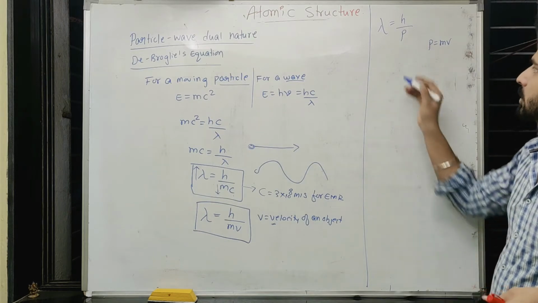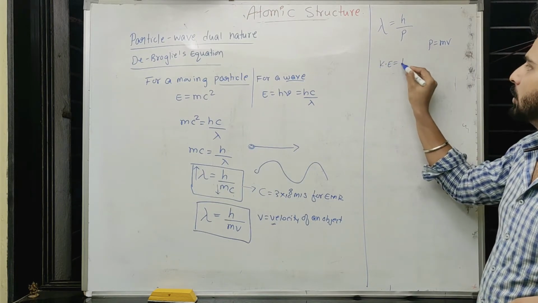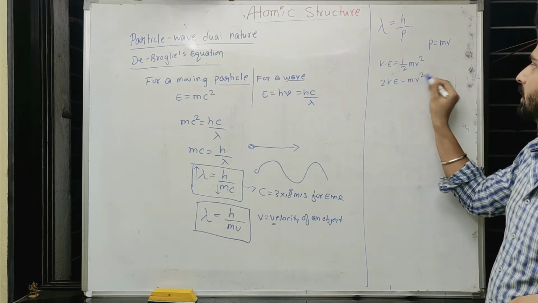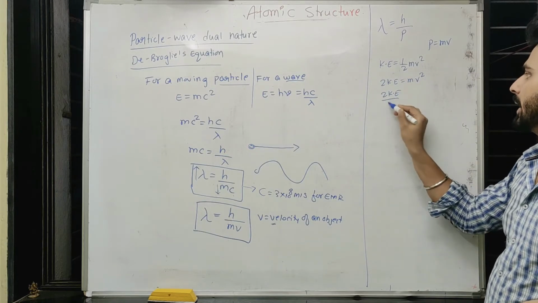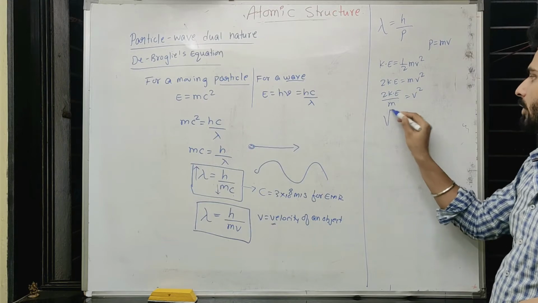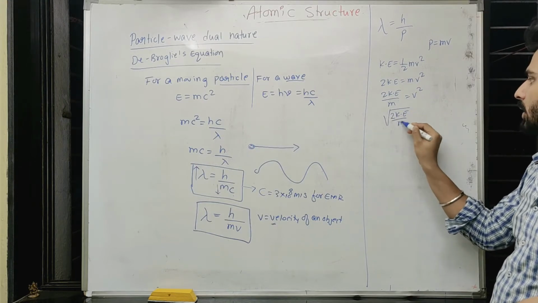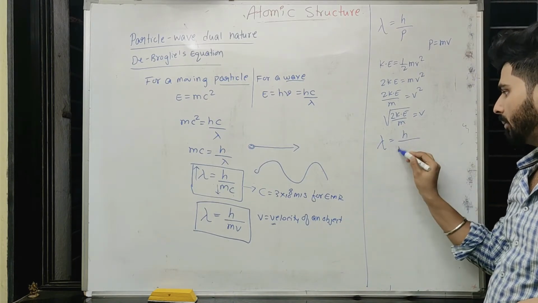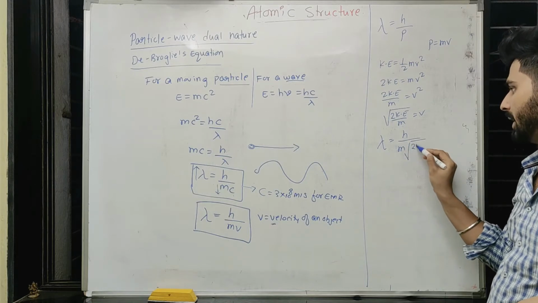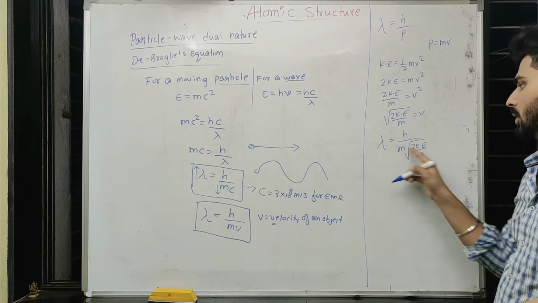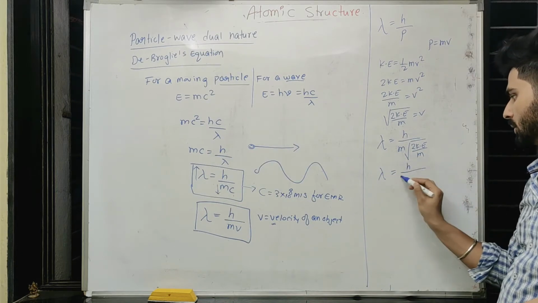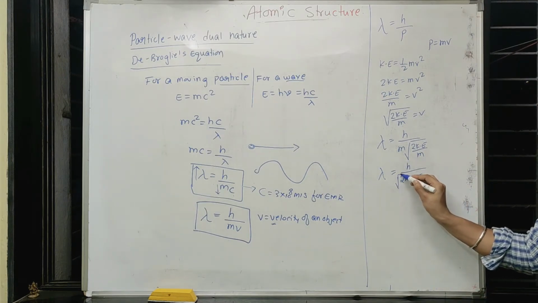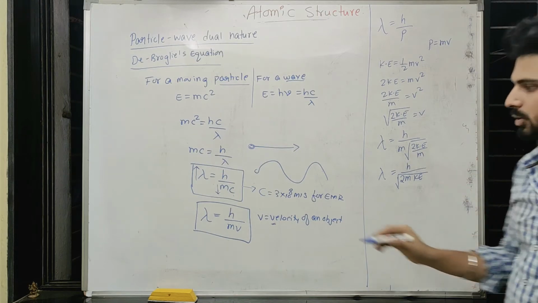Similarly, I can also say that kinetic energy is equal to half mv square. So 2 kinetic energy is equal to mv square. 2 kinetic energy divided by m equal to v square. Square root of 2 kinetic energy divided by m equal to v. If I substitute that, then lambda equal to h upon m into square root of 2 kinetic energy divided by m. So this will be lambda equal to h upon square root of 2m kinetic energy. So this equation can also be used.